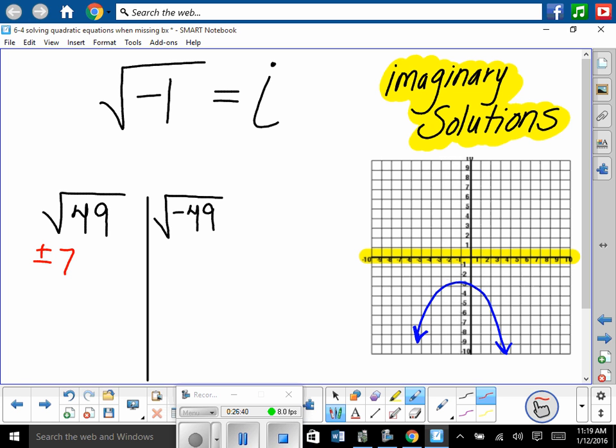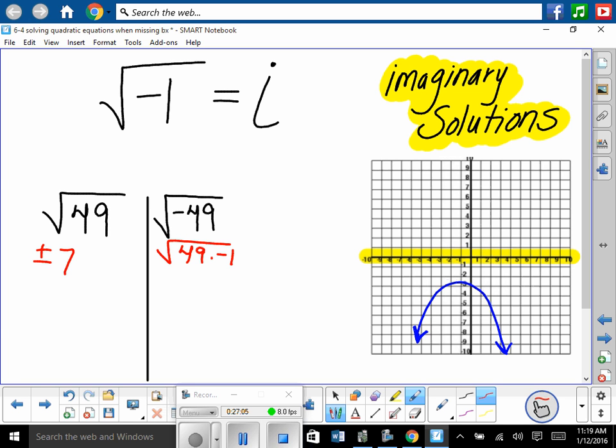A lot of students, when they first start, think you can take the square root of a negative number, and you can't. You cannot. The square root of negative 49 is not just negative 7. But the square root of negative 1 is i. So we can rewrite this as the square root of 49 times negative 1. Isn't 49 times negative 1 negative 49? Yep.